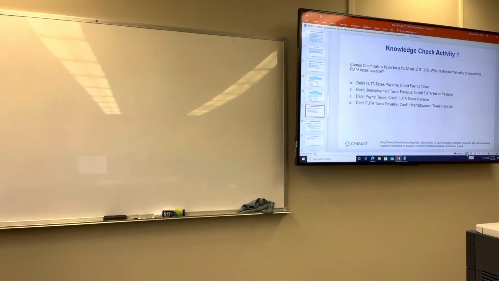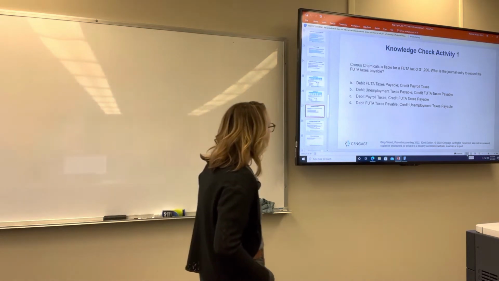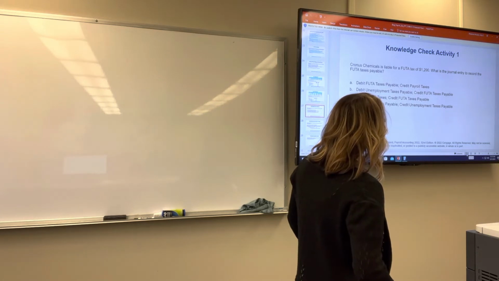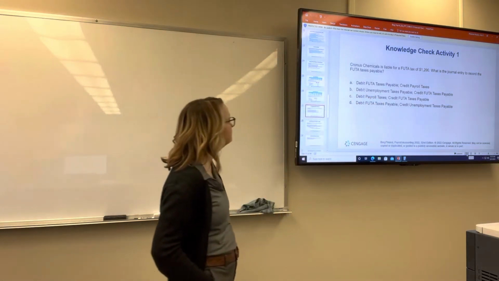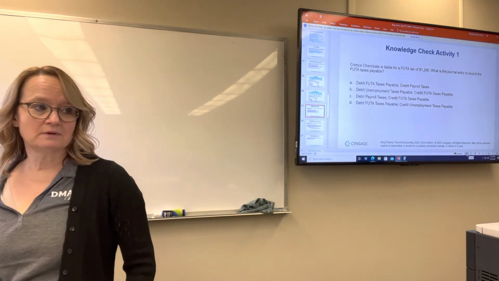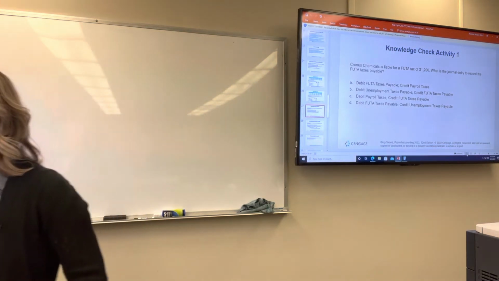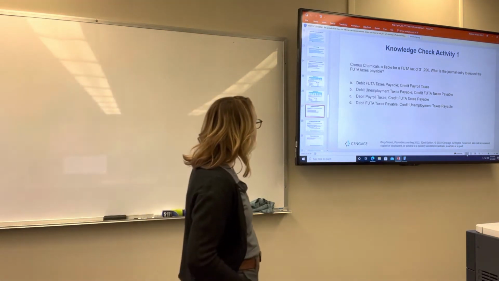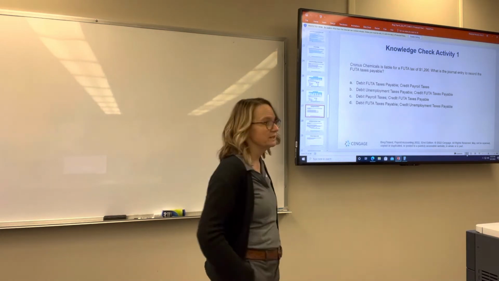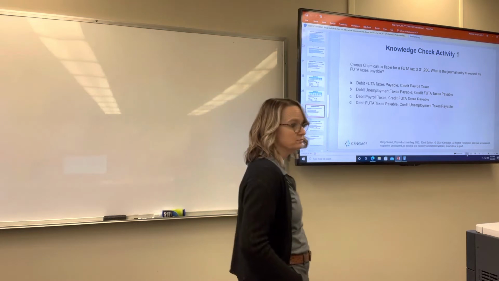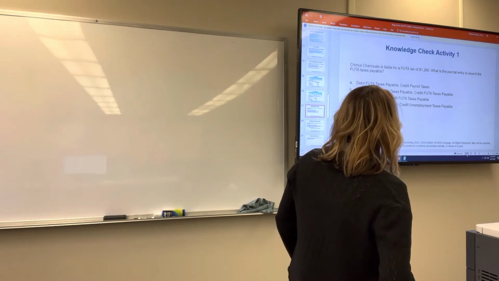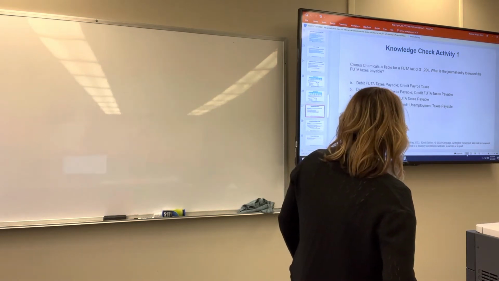All right, so let's take a look at this question here. We've got Cronus Chemicals. They're liable for a FUTA tax of $1,200. What would be the journal entry to record the FUTA taxes payable? All right, so it's a payable. So we've got a liability there, which means, to increase any liability, we are going to credit that liability account, right? So we know that we're going to have to credit FUTA taxes payable.